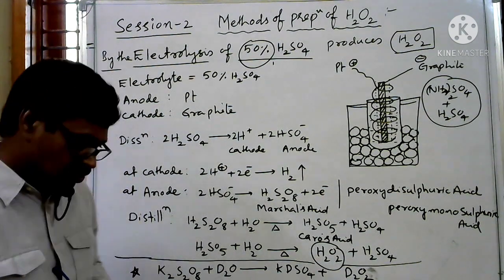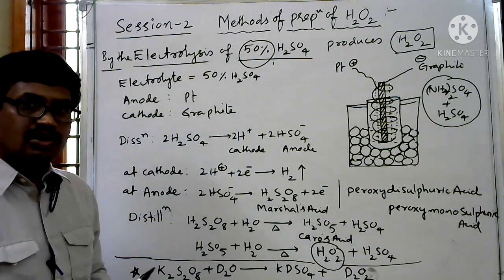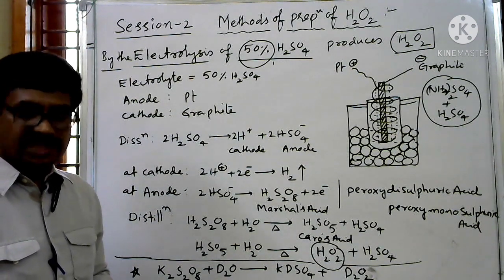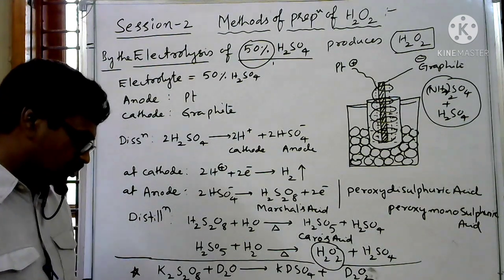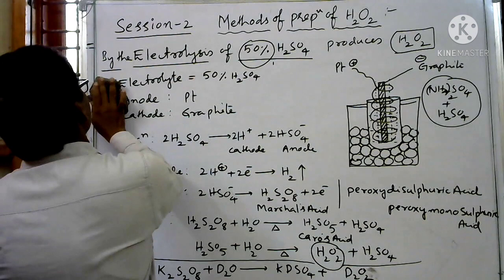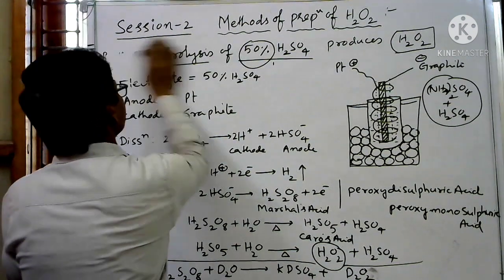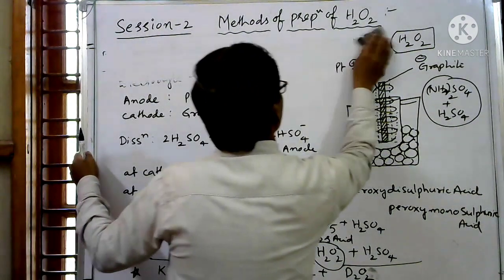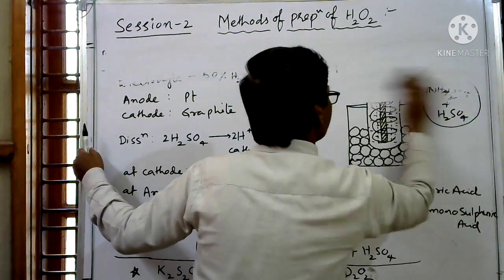Then we have one more method, that is auto-oxidation of 2-ethyl anthraquinol. So here I am writing the next method. The next method is auto-oxidation of 2-ethyl anthraquinol.